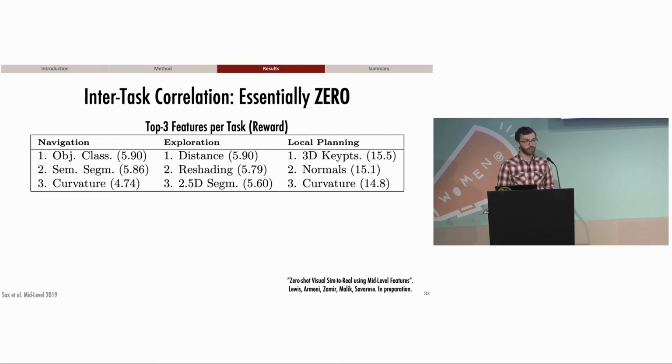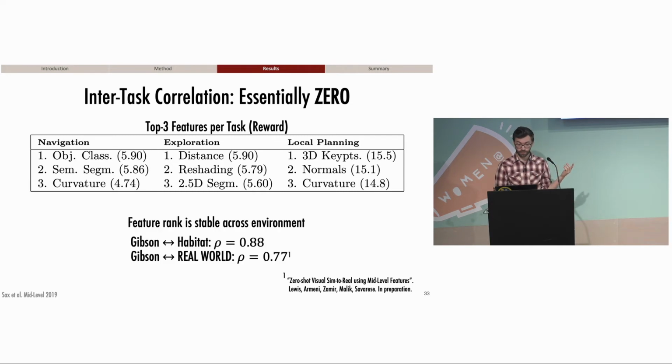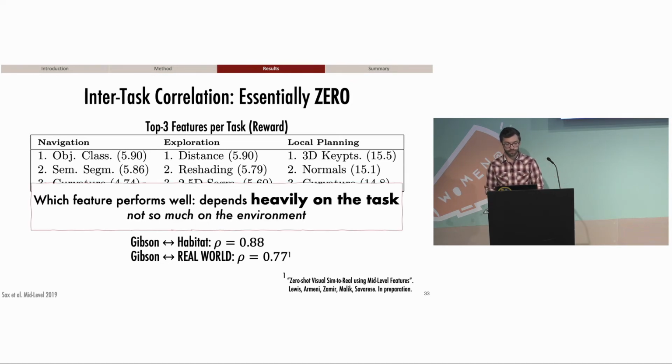And notably, no feature was the best on all tasks, and no feature even broke the top 3. But it's not that the feature ranks were just noise, because within task and between environments, the feature ranking was stable, with a Spearman's rho of 0.9 or 0.8, depending on whether we're transferring to other simulators or the real world. So from this, we concluded that which feature performs well depends heavily on the task and not so much on the environment.